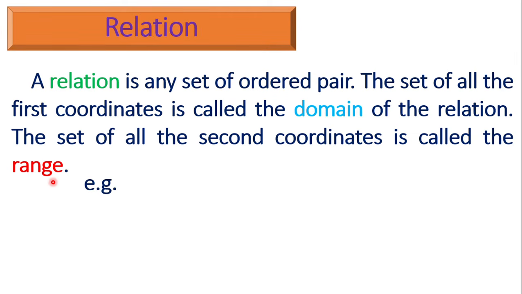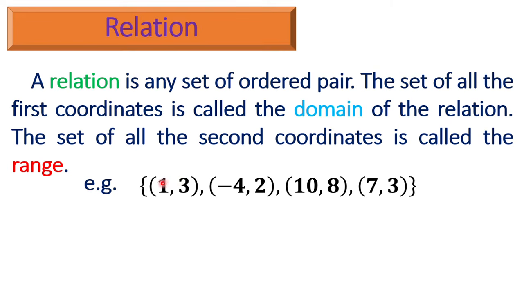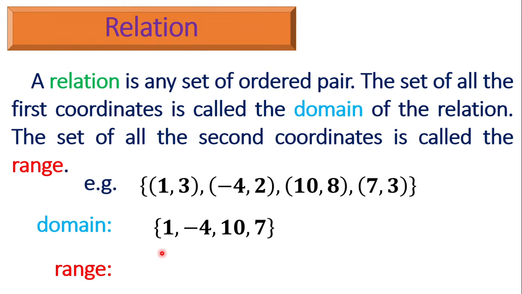So for example, we have the sets (1, 3), (-4, 2), (10, 8), and (7, 3). So alam natin, sabi dyan, yung first coordinates will be our domain. Ito mga to, yung una sa unahan or yung unang coordinates yan. At yung ating range, yung pangalawa o yung second coordinates yan. So, ang ating domain will be 1, -4, 10, and 7. Ayan, di ba? Next, our range. Our range is 3, 2, 8, and 3.